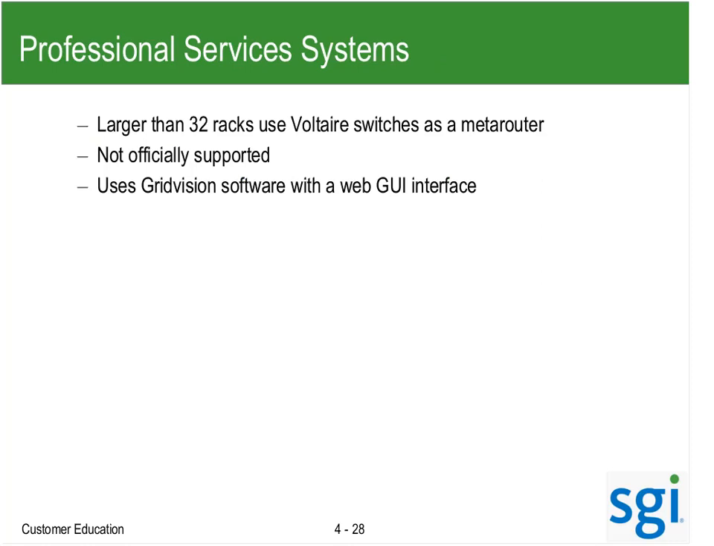The last I heard, once we get larger than 32 racks, then we need a meta router to connect between the racks. As far as I know, they're still using Voltaire switches for that, and these are professional services. And once you have Voltaire switches, there's Grid Vision software that can give you a web GUI to the Voltaire switches.